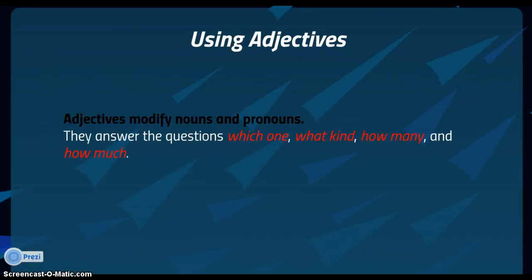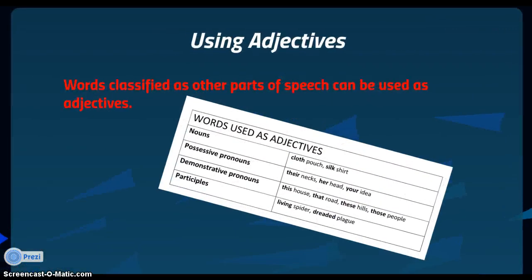Adjectives modify nouns and pronouns. And they answer the questions which one, what kind, how many, and how much. So if they're answering those questions, they're adjectives. Now, words that are classified as other parts of speech can also be used as adjectives. If you look at the little chart that I've put on there, you can see the different types of words that can also function as adjectives.